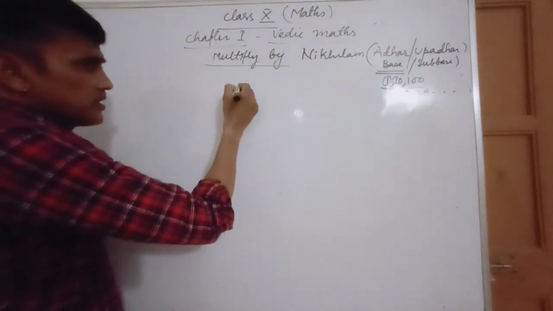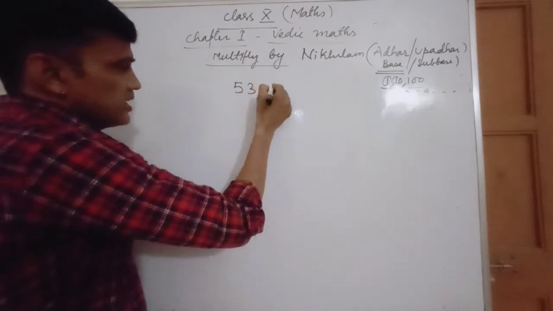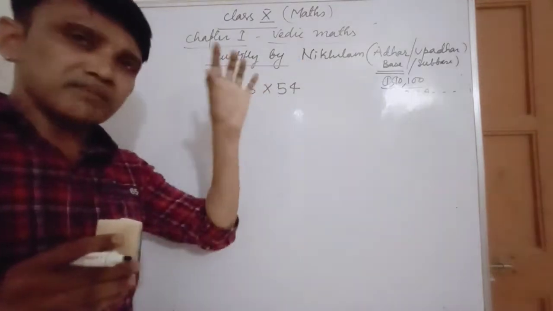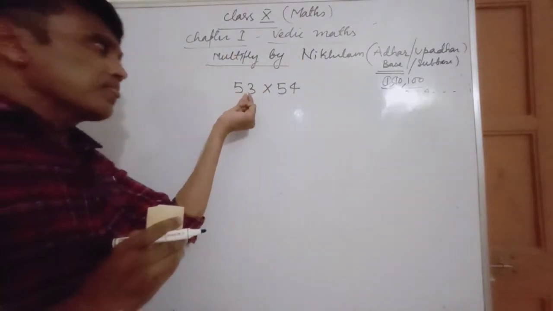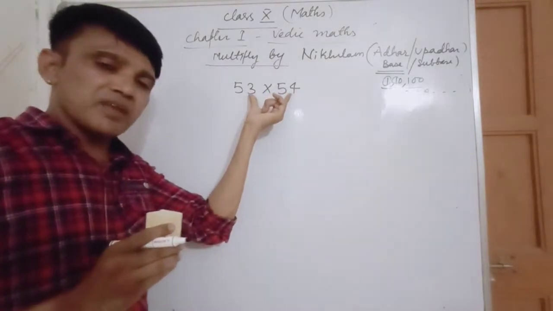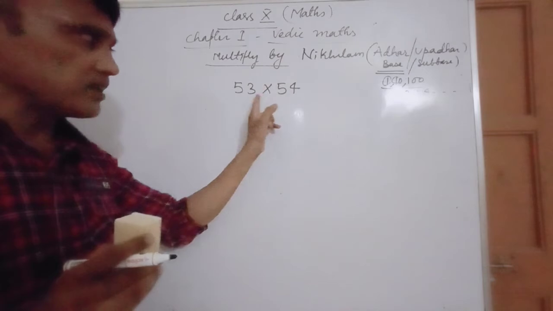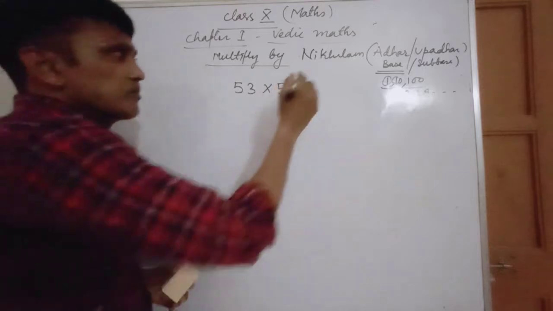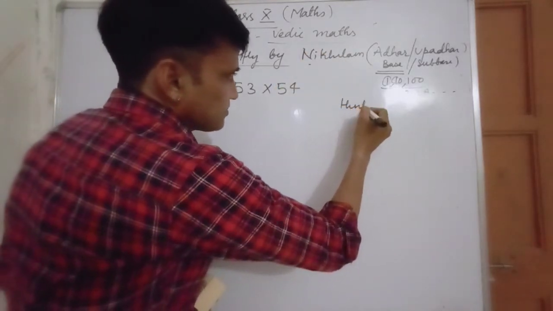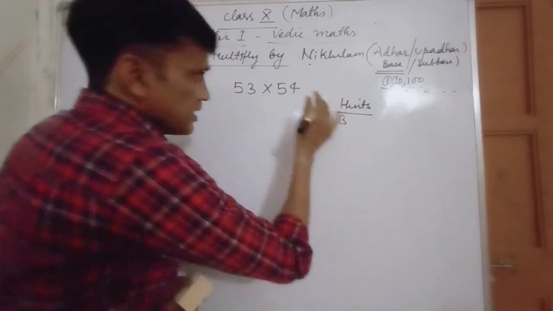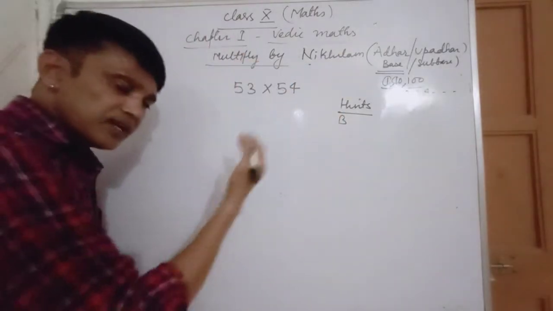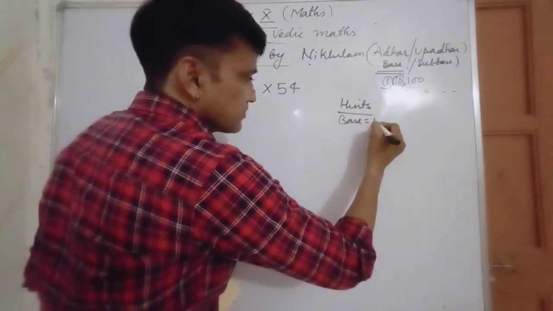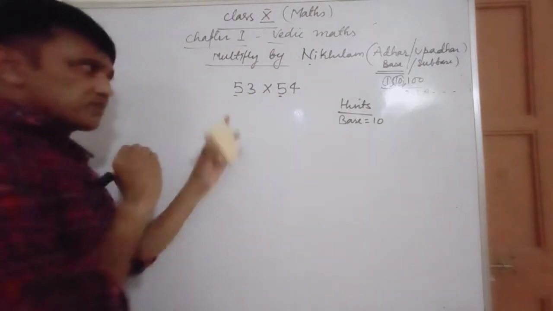Now see, if you want to multiply 53 into 54. First, we solved multiplication by एकाधिकेन पूर्वेण. The rule for that is the sum of the unit digits must be 1, 10 or 100. But here it is not 10, 3 plus 4 is 7. So we cannot apply the formula of एकाधिकेन पूर्वेण. We use the Nikhilam formula. See hints for it. Base is below 90. Below 90 numbers always have base of 10. Base is 10.